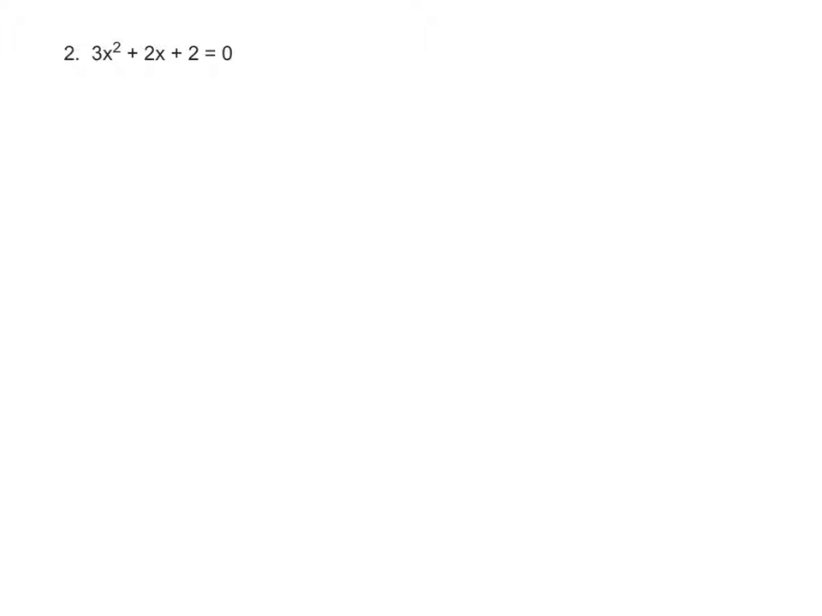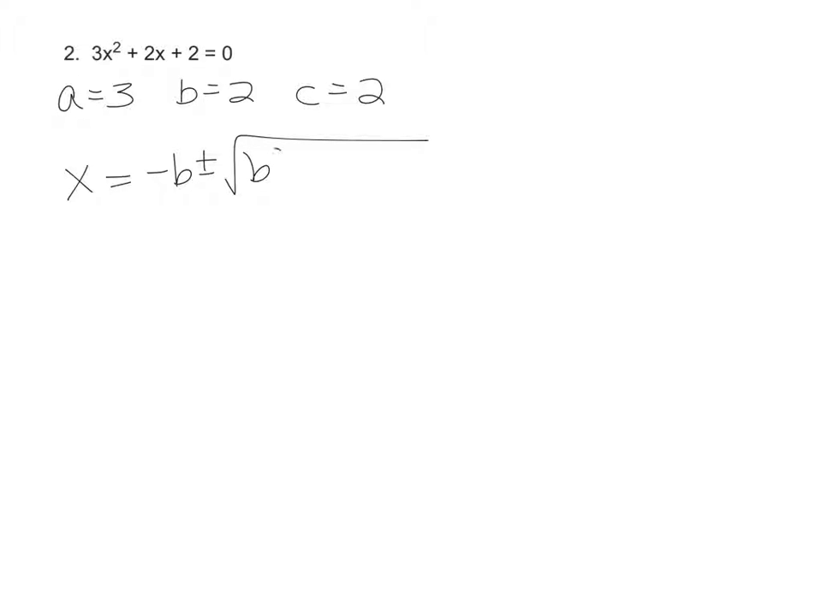Okay, we'll solve this quadratic equation using our quadratic formula as well. So in this case we have 3x squared plus 2x plus 2 equals 0. So my first thing that I want to do is write a equals 3, b equals 2, and c equals 2. I don't have any negatives to worry about on this one. So let's just write our quadratic formula so that we don't forget it.